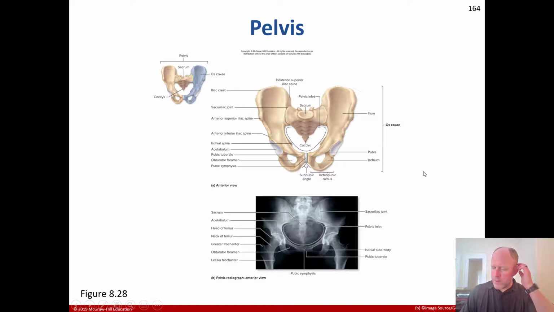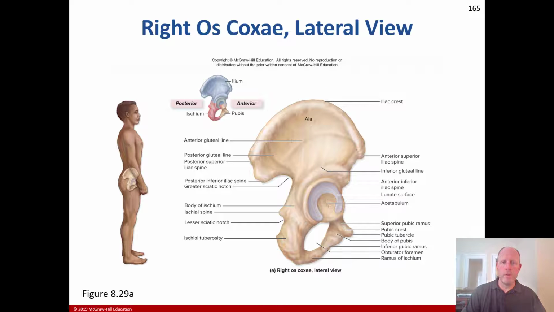Really wouldn't be fair to call just the pelvis by itself the hip. It's really the pelvis and the femur both comprising the hip, at least the hip joint.